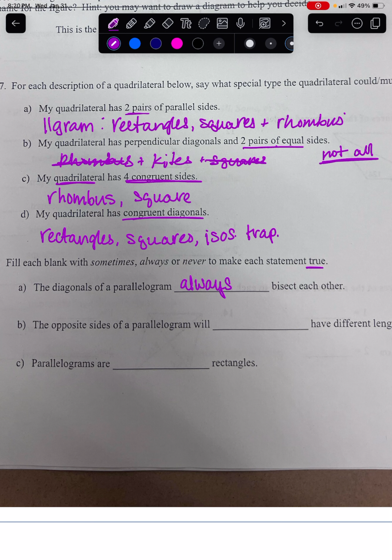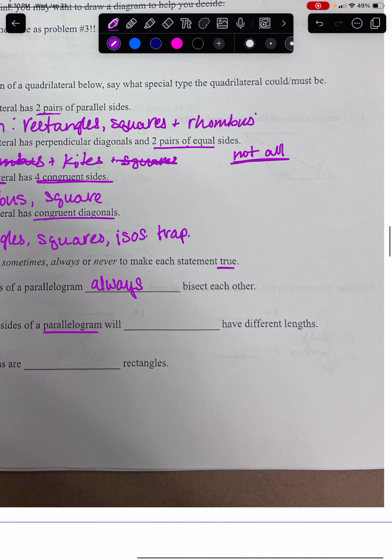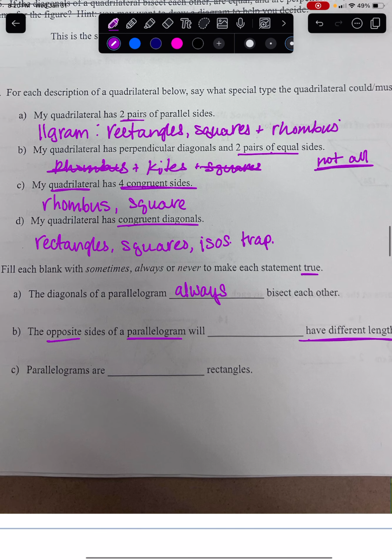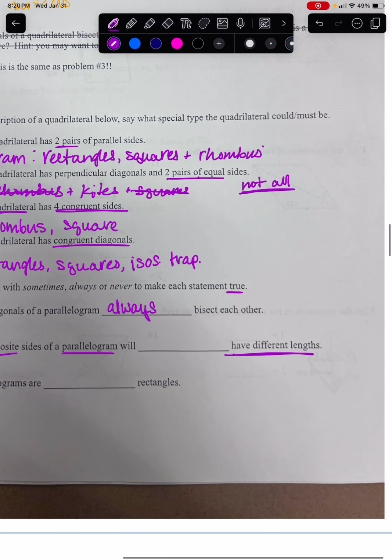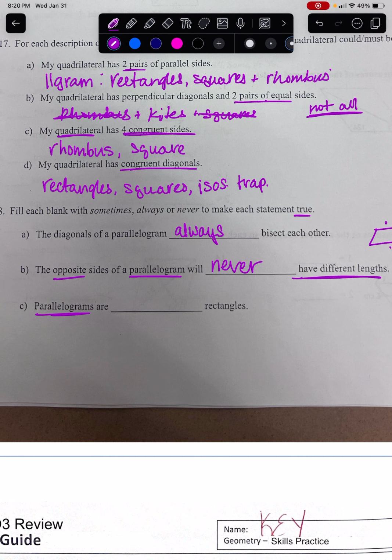Okay. Opposite sides of a parallelogram will have different lengths. Well, what is one shape that we always talk about that we know is not a parallelogram? Because these two sides are different lengths. A trapezoid. So never is the answer to this one. Parallelograms are rectangles. Be careful with this one, because rectangles are parallelograms. But are all parallelograms rectangles? No. So this is just sometimes.